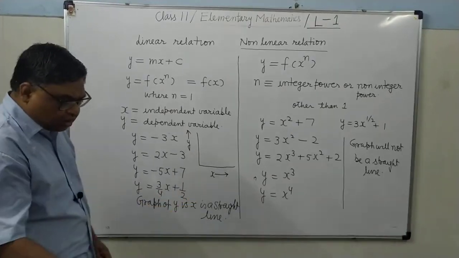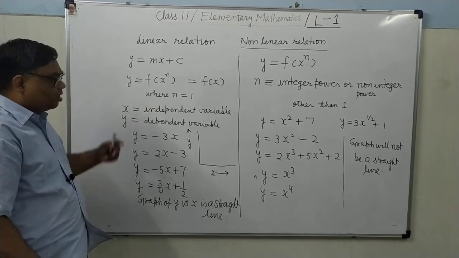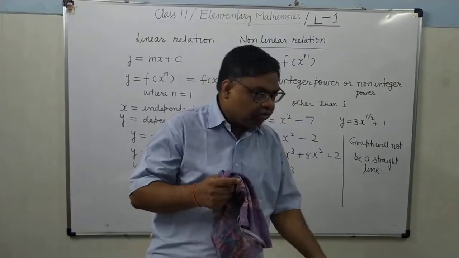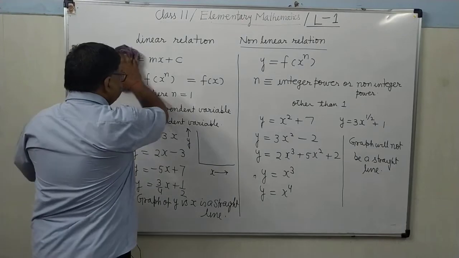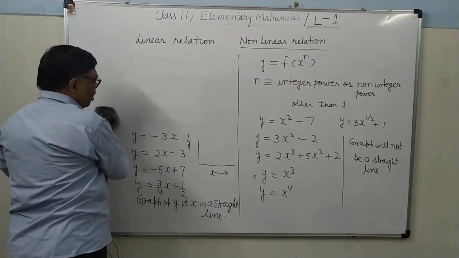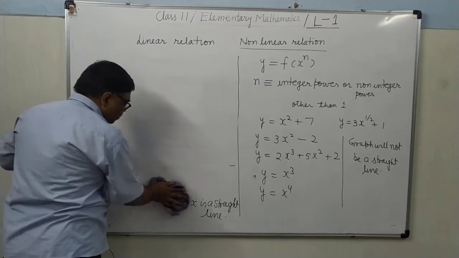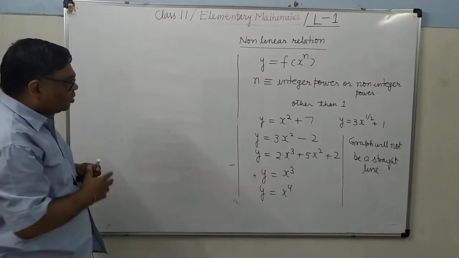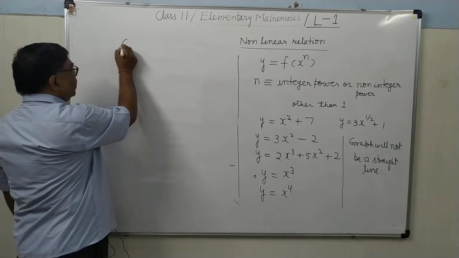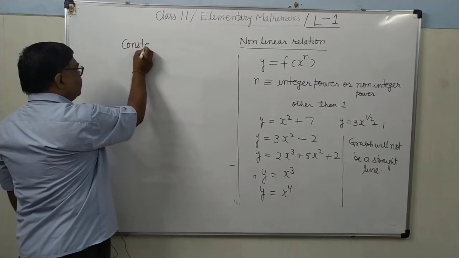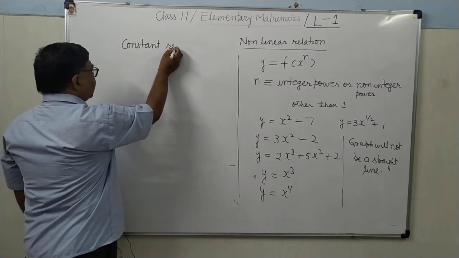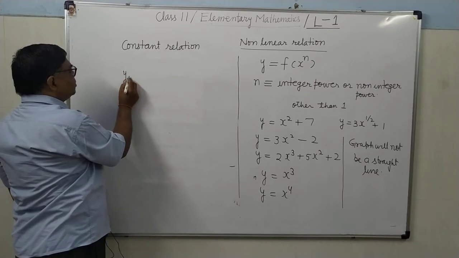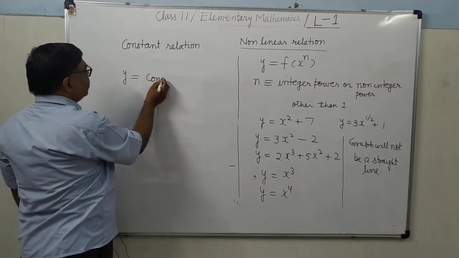Now see here. Now we will begin from the graphs of linear relation. First we will see the graphs of linear relation. There may be how many types of graph? Before moving over to the graph, there is one more function relation, a constant relation or function. Y equals some constant.